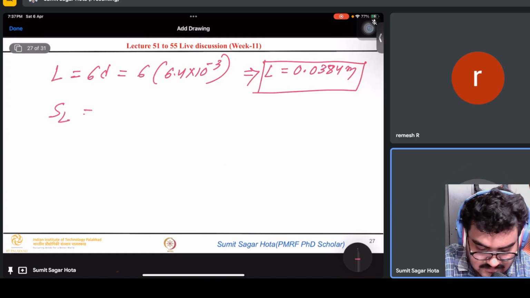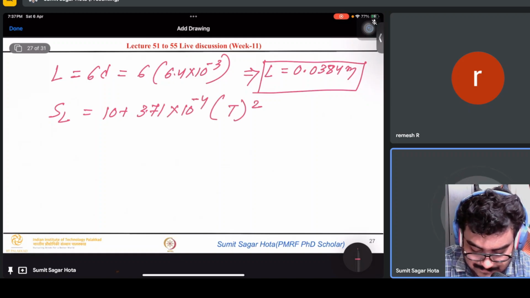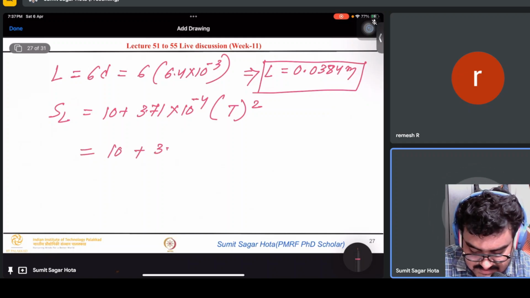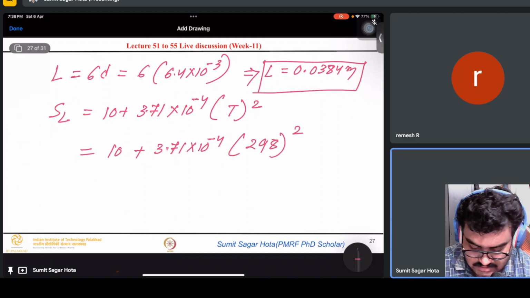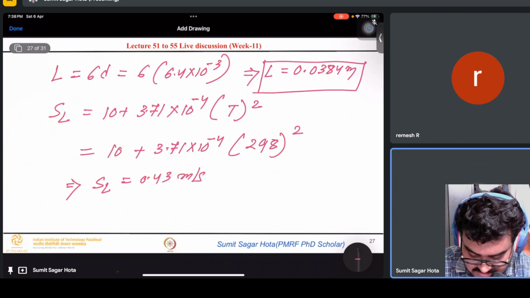L 2 plus 3.71 into 10 to the power minus 4 temperature square. Normal atmospheric temperature. One more formula for your laminar flame speed. If you solve it, you will get flame speed as 0.43 meter per second.